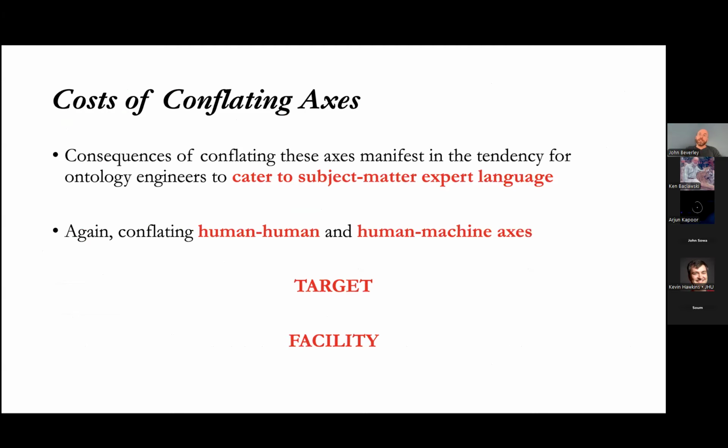There's another side here. One other consequence I see of conflating axes is where you cater to a subject matter expert's language. I see this again and again. You'll see this when you're trying to model a data set and you just take the labels of the data set, because that's the language the SMEs are familiar with, and you just build an ontology that way. Like, okay, this is what they mean by aircraft. I'm going to build an ontological structure around aircraft. And now I have a class named aircraft, and it's got these specific features.